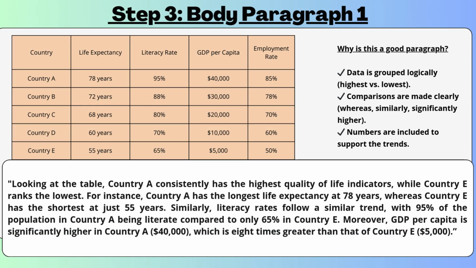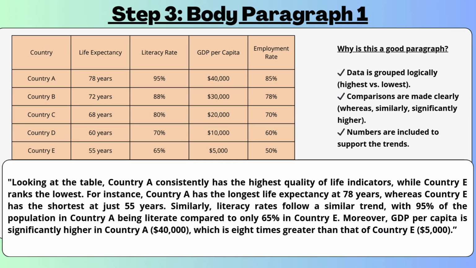A strong body paragraph in IELTS writing Task 1 should be well-structured, logically organized, and supported with relevant data. One effective way to do this is by grouping the highest and lowest values together and making clear comparisons. For example, country A consistently outperforms the others in all quality of life indicators, while country E ranks the lowest. A direct comparison helps illustrate these differences.